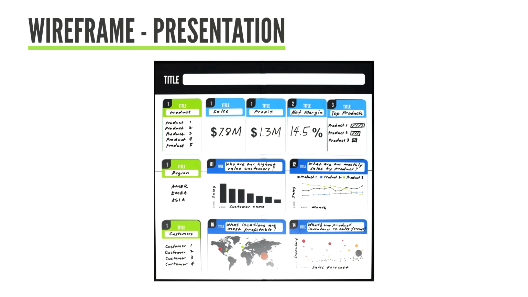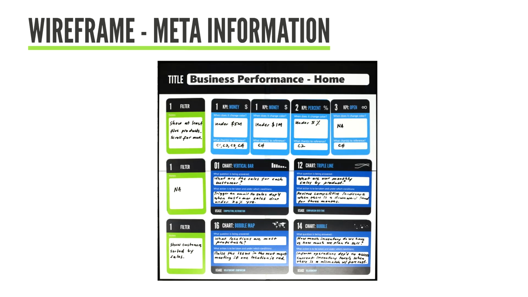Once you've put it all together, you've built your KPIs, your filters, and your charts, and you have two sides. You have your presentation side, which is the visual layer, and you take a photograph of that. And then you've got your meta information side, and you take a photo of that. And it should look something like this.